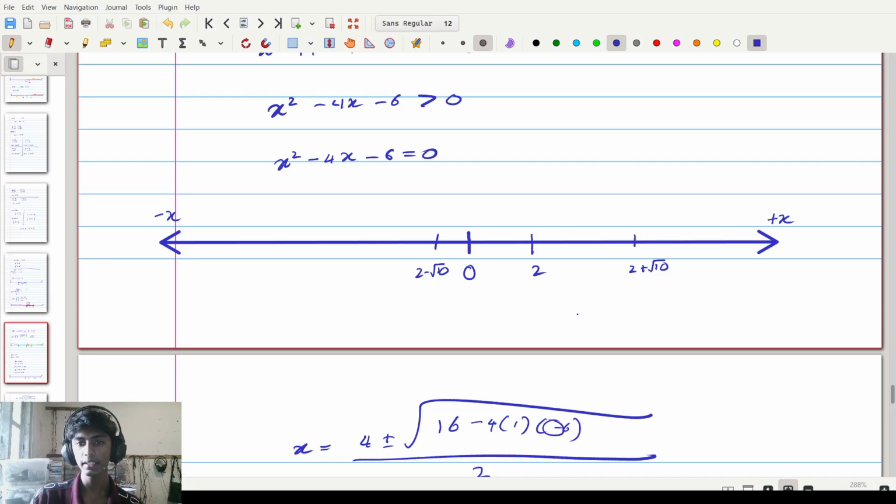So here at these 2 points, 2 minus root 10 and 2 plus root 10, at these two values of x, the expression here is equal to 0. If we can find within this area what x squared minus 4x minus 6 is, and within this area what x squared minus 4x minus 6 is, then we can solve our inequality.